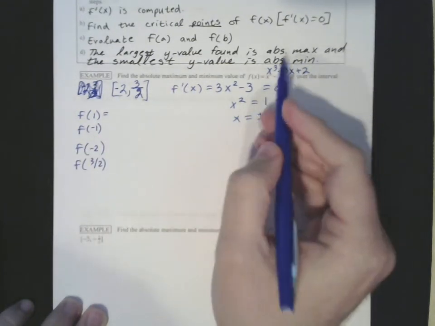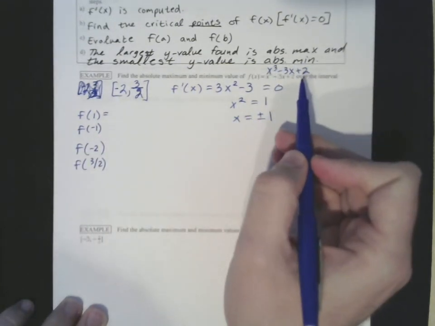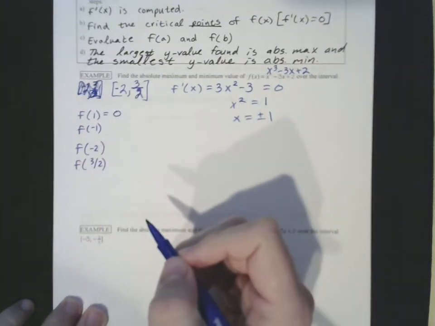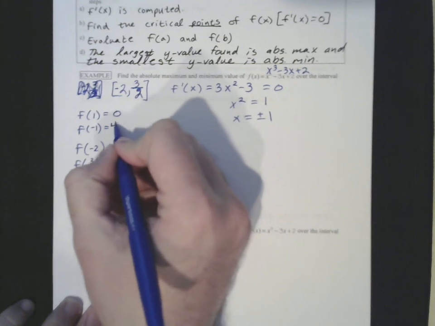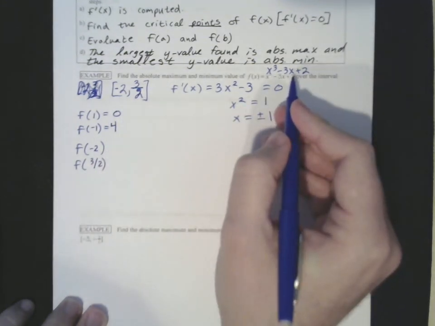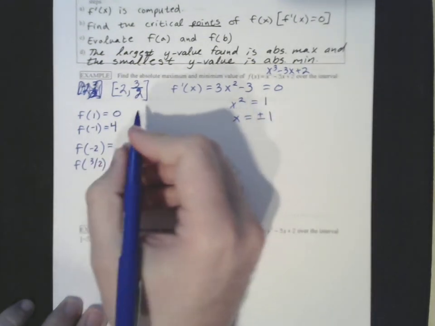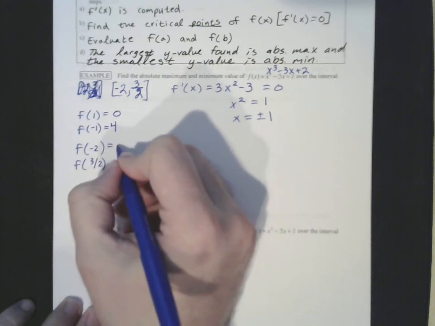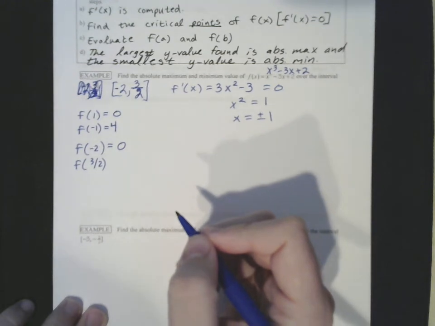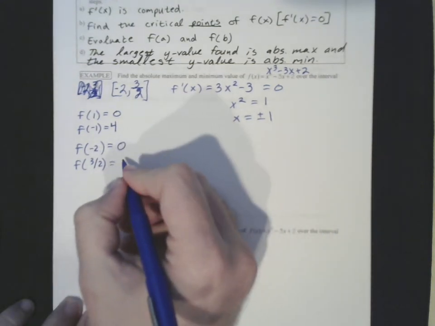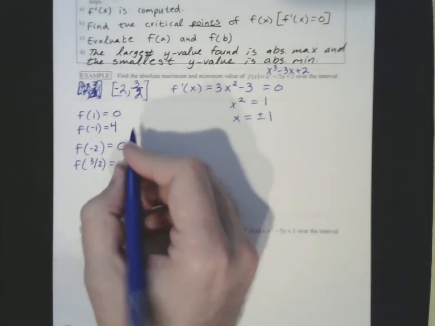So f of 1, just plugging into our original function, is going to be 0. F of -1 is going to be 4. Again, I'm just getting these by plugging in. F of -2 is going to be 0. And f of 3/2 is 7/8.